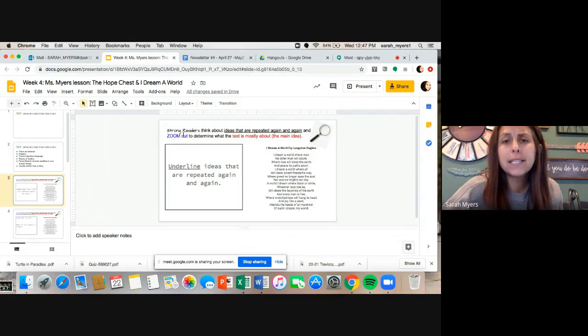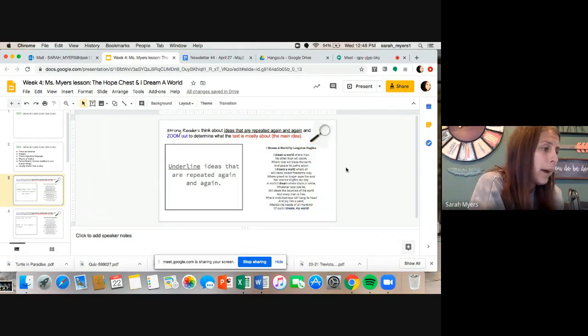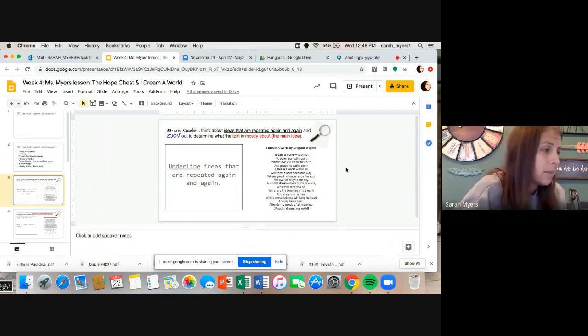So I'm going back to this reading stamp, and I'm really thinking about what were those ideas that were repeated again and again. And fourth graders, I kept coming up with I dream a world. He says this repeatedly, and it's like, I dream a world, I dream. And he's repeating this over and over. And so I'm really thinking about this text and what this text is mostly about.